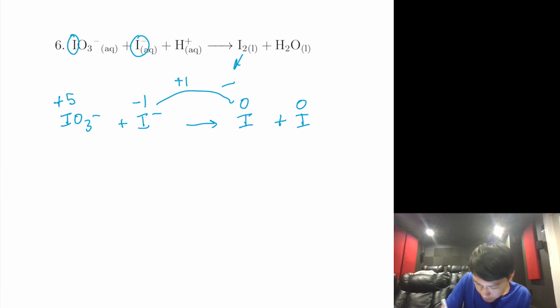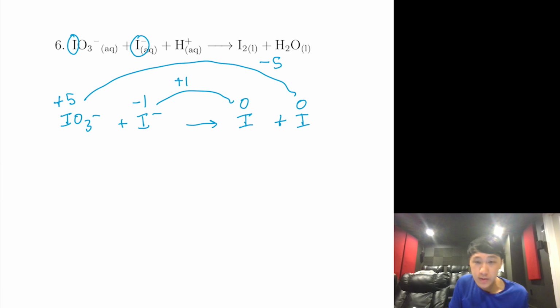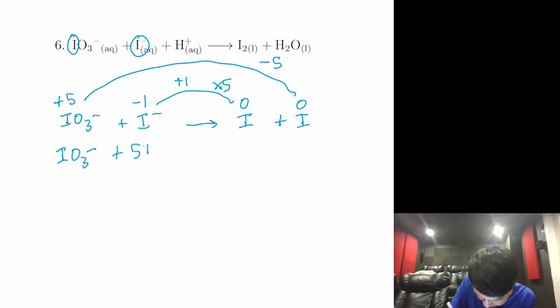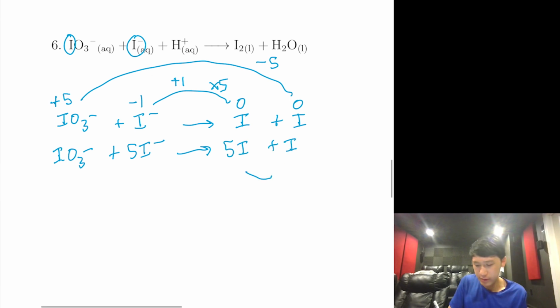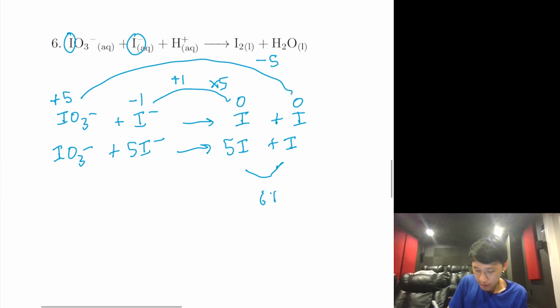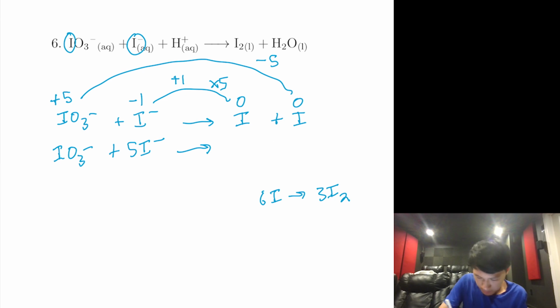And then from here to here, the change is minus 5. Least common multiple of 1 and 5 is going to be 5. So we multiply this reaction by 5. So we have IO3 minus plus 5I minus goes to 5I plus I. We can recombine these into 6I, which is the same thing as 3I2. So that's what I'm going to replace it with up here. 3I2.